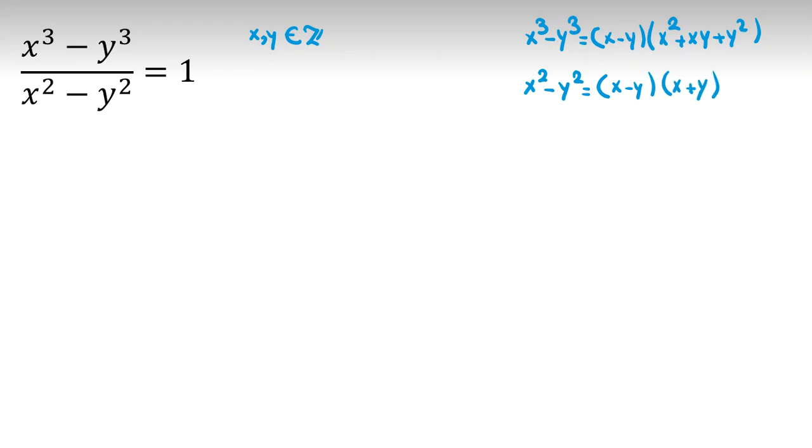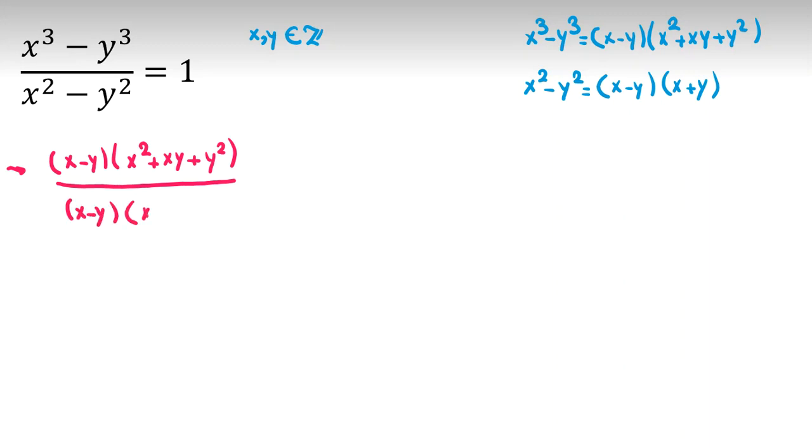Now, if we do this factorizing in the numerator and denominator, it will be (x minus y)(x squared plus xy plus y squared) all over (x minus y)(x plus y) equal to 1. Here we want to cancel x minus y, and we know x is not equal to y, because then the denominator will be 0. We cancel these two things, and then we cross multiply. It will be x squared plus xy plus y squared equal to x plus y.